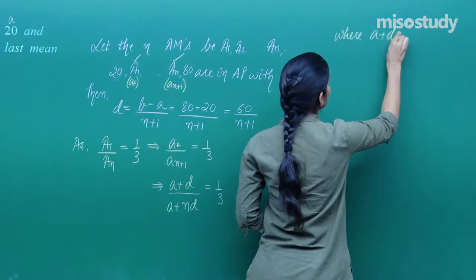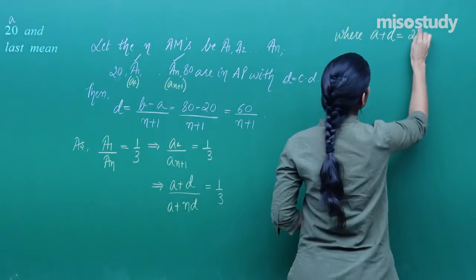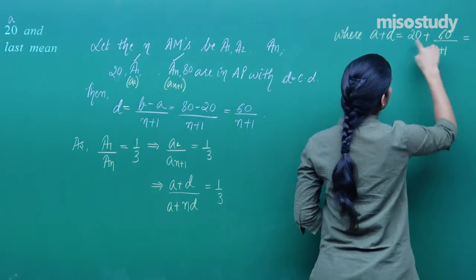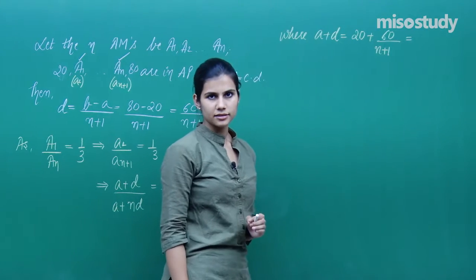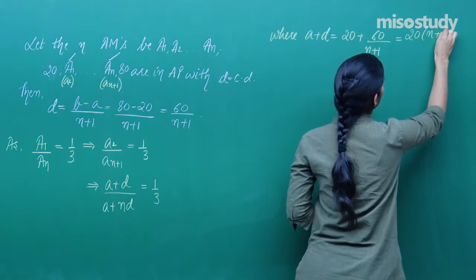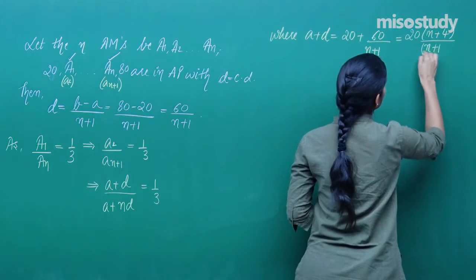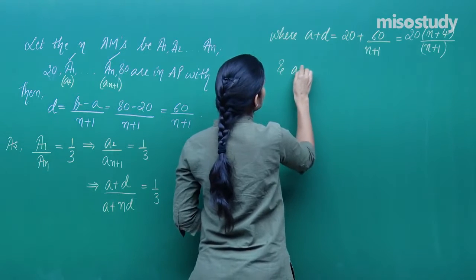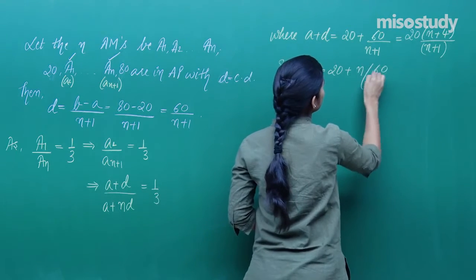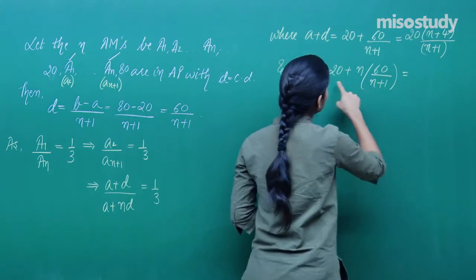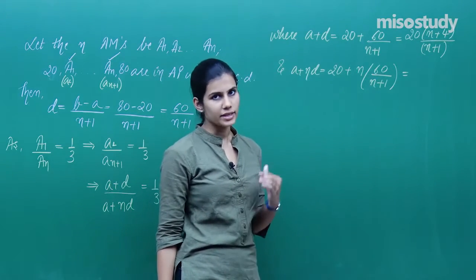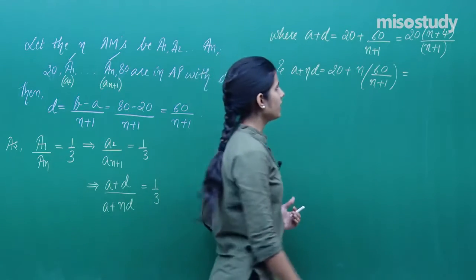A plus D, A is actually 20 and D is 60 upon n plus 1. So you will be having 20n plus 20 plus 60, that is 20n plus 80. So 20 common, n plus 4 upon n plus 1, and A plus nD is A plus n times 60 upon n plus 1. This is 20n plus 20 plus 60n, that is 80n plus 20. 20 comes out, you get 4n plus 1.